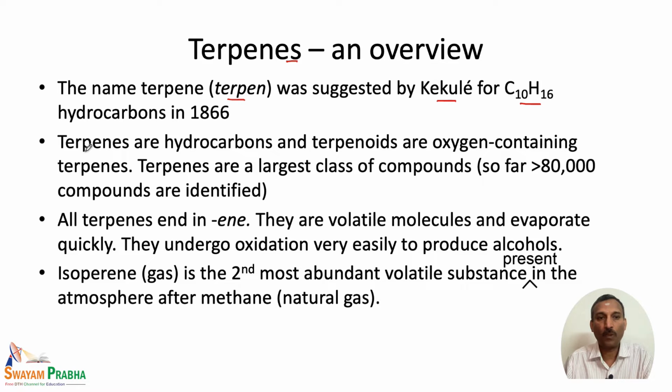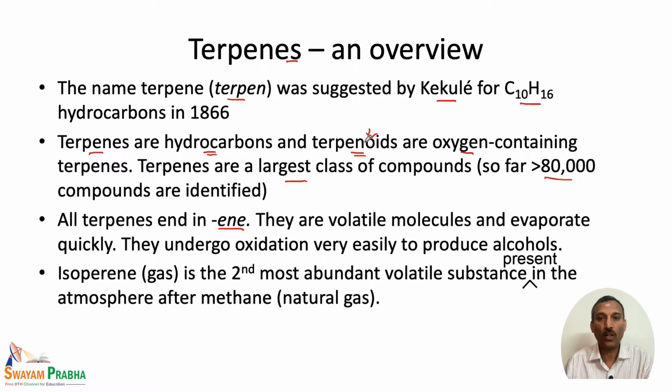These are terpenes. When we say terpenes, these are basically hydrocarbon compounds, and when we say terpenoids, the terpenoids have oxygen containing terpenes. That means that 'oid', when we add as an extra word, we mean to say that the particular compound contains oxygen. And in fact, the terpene is the largest class of compounds with more than 80,000 compounds so far identified. So this is the major or the largest class of compounds. And all the terpenes end with the name ENE. That means all hydrocarbon terpenes will end with the name ENE.